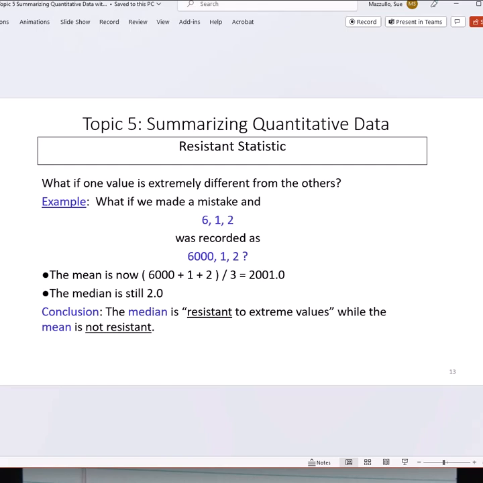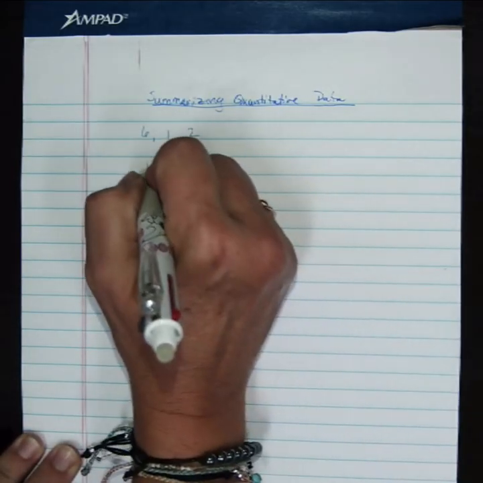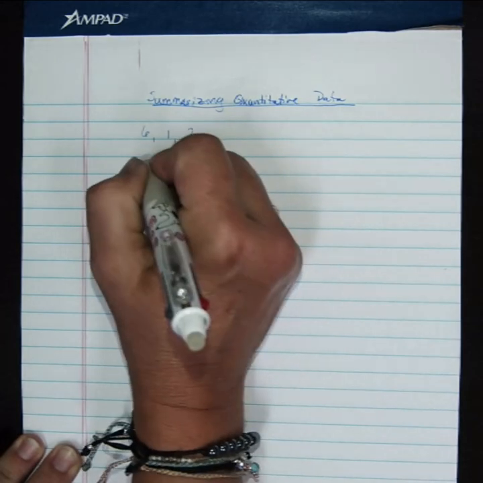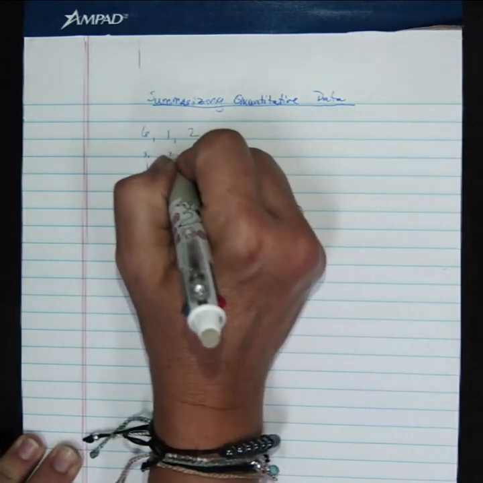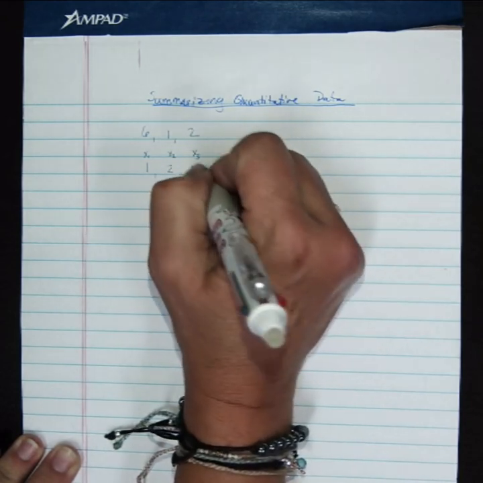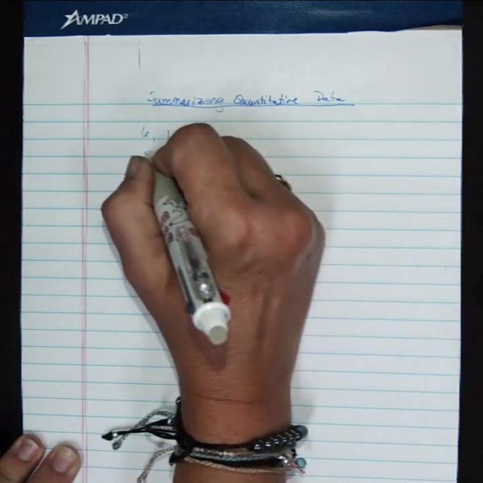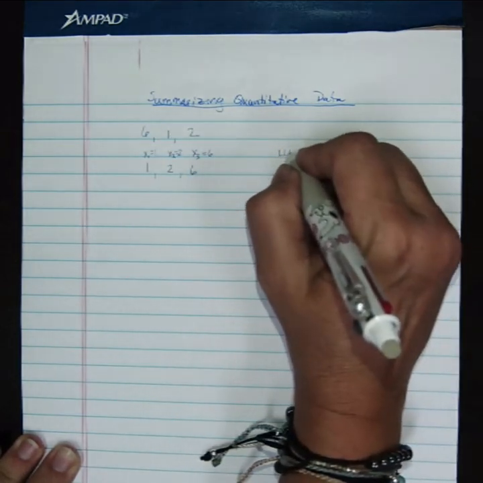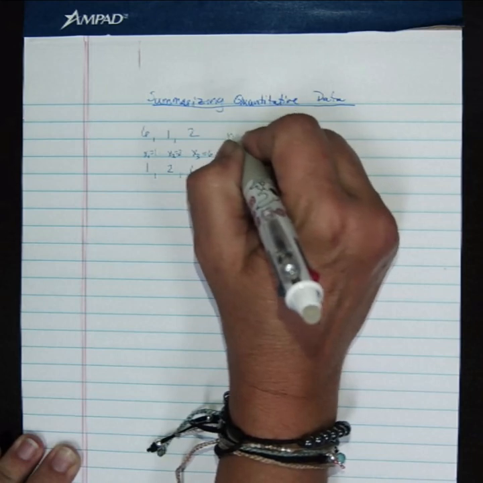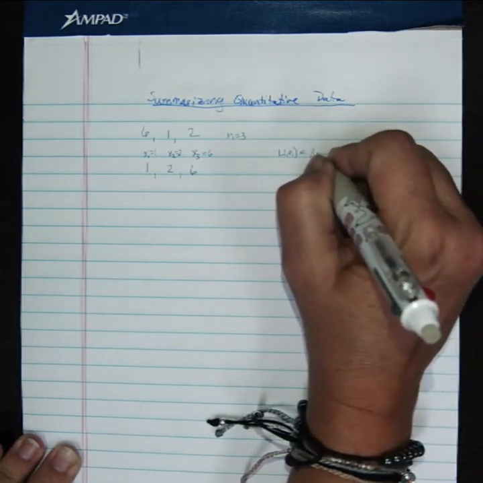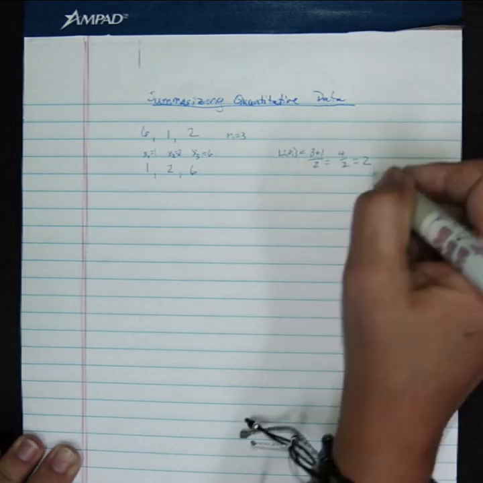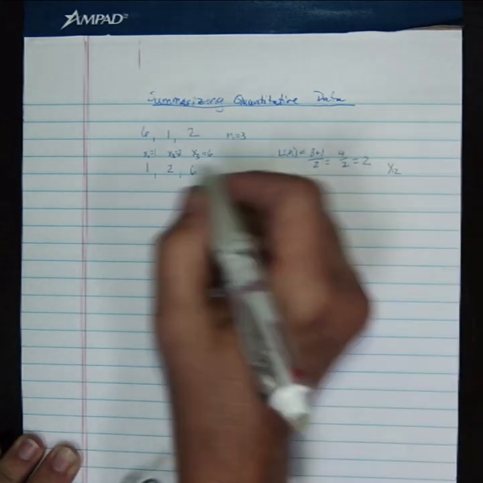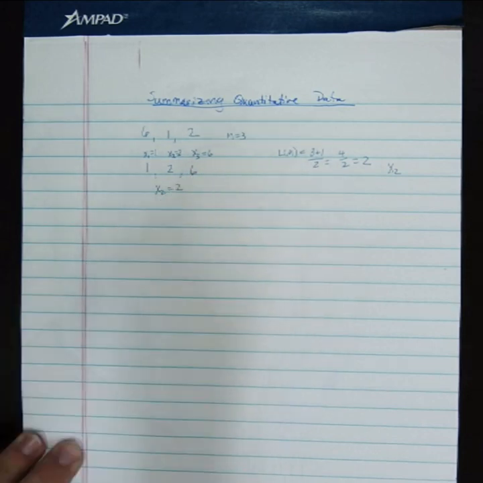And let's see how the median is a resistant measure. If I have this data set and I put it in order, I can see that the mean will be greatly affected. So if I have 6, 1, 2, the first thing you do is put it in order: 1, 2, and 6. My first data value equals 1, my second equals 2, and my third equals 6. The location of the median, like we said, with a sample size of 3, would be 3 plus 1, the sample size plus 1, over 2, so my second data value is my median. In this case, the median is 2.